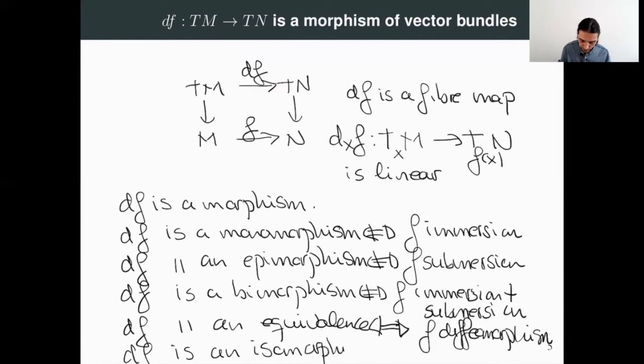Now dF is an isomorphism if it is an equivalence over the identity map, so we need that F is indeed the identity map of M. And obviously, if F is the identity map, dF is also the identity map and it's an isomorphism. So we were able to translate the properties that we just defined for fiber maps, in the particular case of the map dF, in terms of properties that we already know, properties of differentiable maps.